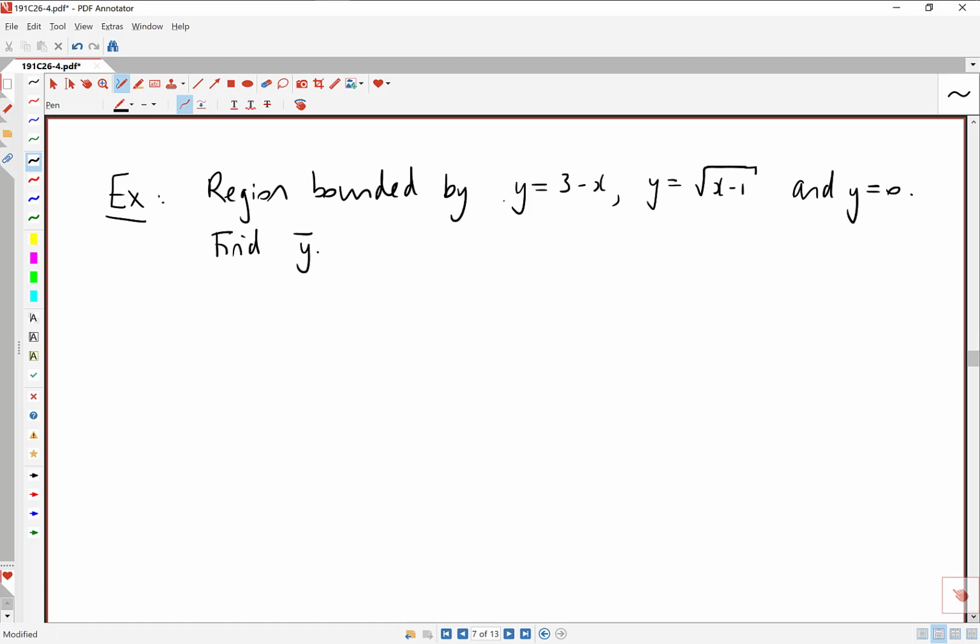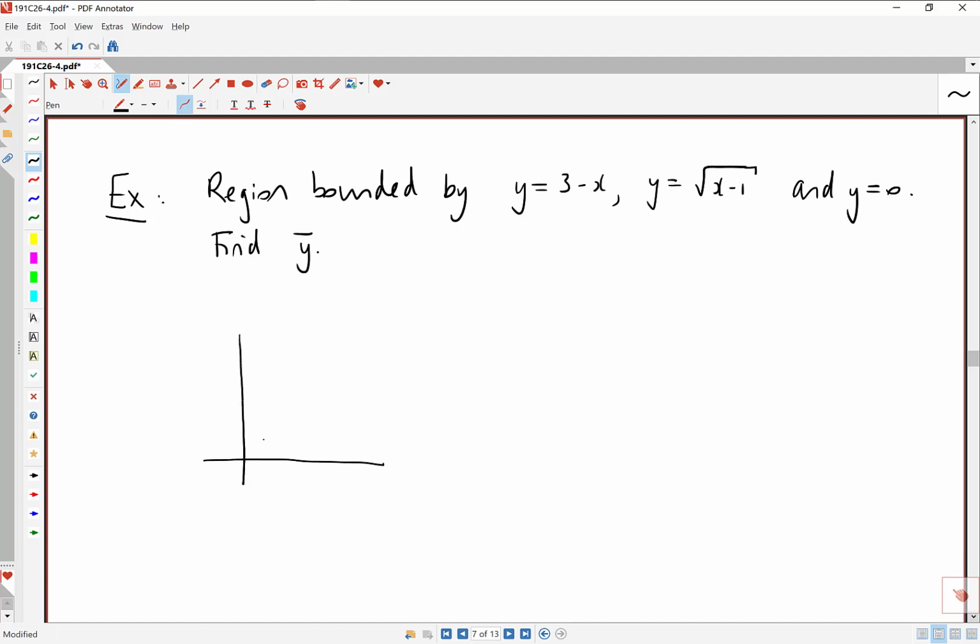We're going to look at the region bounded by y = 3 minus x, y = root x minus 1, and y = 0. And we are going to find y bar, so that's the y coordinate of the center of mass for that region. So let's start by making a detailed sketch.